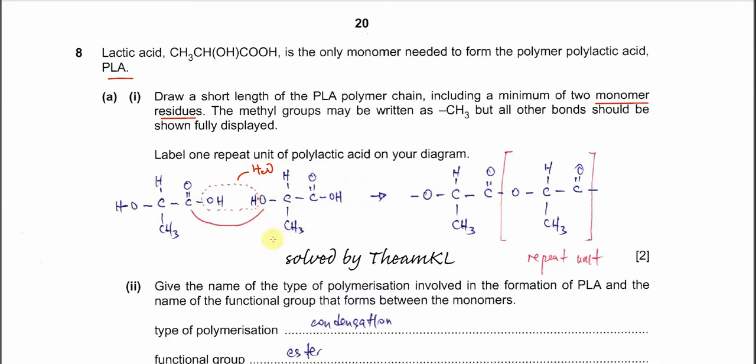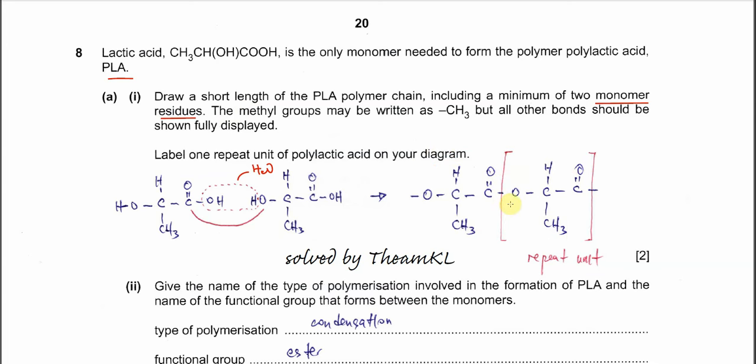So it's going to be something like this. The ester group here is continued by the CH3 and O with another group. This one also. After this O, it will be CH3CO double bond, and this structure continues. What you need to show is the 2 residues, because it says minimum 2 monomer residues. These are the 2 monomer residues, this one and this one.